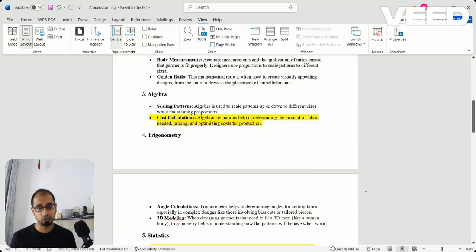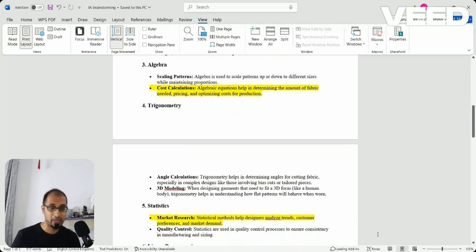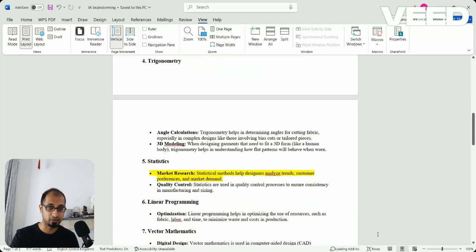And then under algebra, we actually had cost calculations. So algebraic equations that help in determining the amount of fabric needed, pricing, and optimizing costs for production. So that's one thing we found interesting. That's why I highlighted it when I created the list. And there are many amazing things which can be explored. You have angle calculations, you have 3D modeling.